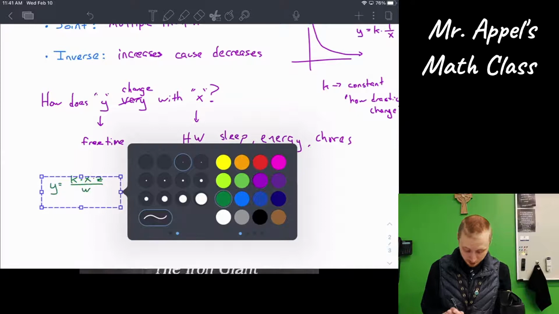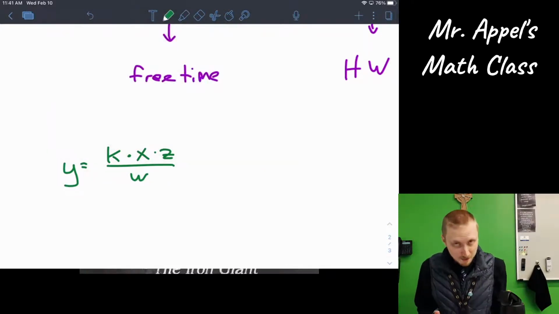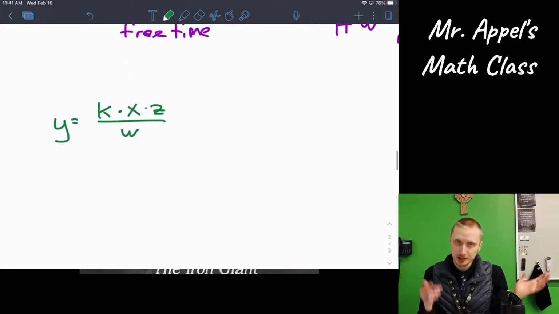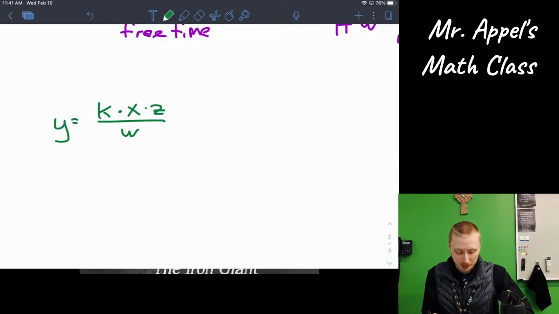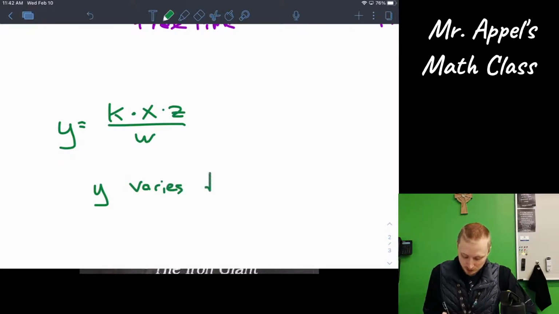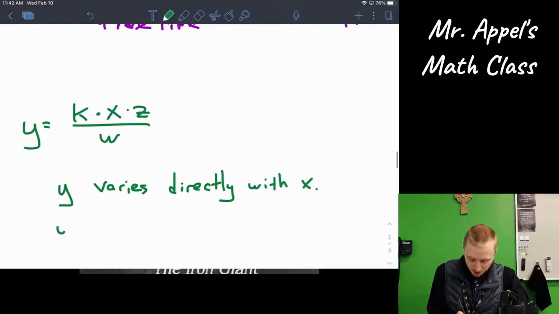And let's make it green, because this is what you will be tasked with today. You will be given a real, live physics equation and asked to analyze said equation and tell me what is related to what. Okay? In this case, you would write a sentence that says y is, or varies directly with x.